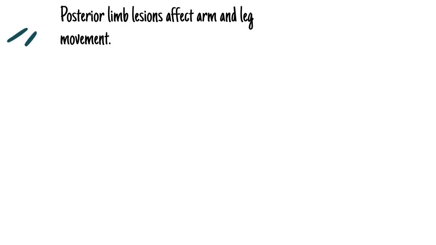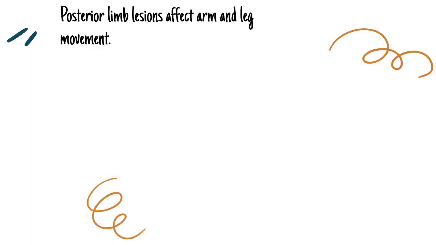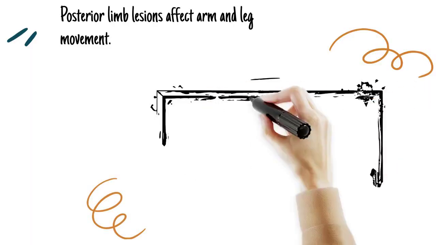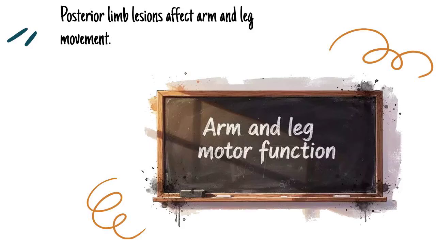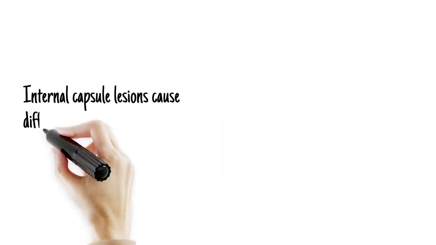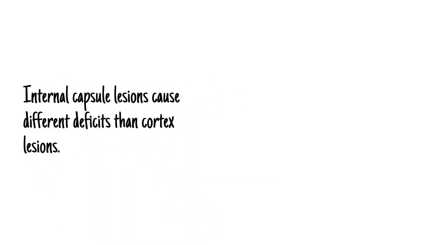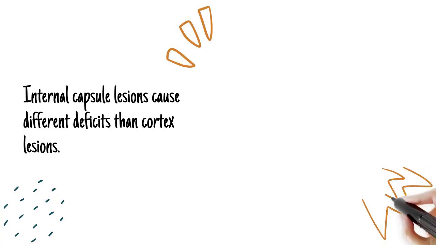Because all motor fibers are densely packed together within the internal capsule, even a small lesion in this region can produce deficits affecting the face, arm, and leg relatively equally on the opposite side of the body. This is in contrast to cortical lesions where the motor fibers are spread over a much larger surface area, and damage tends to affect the limbs and face to different degrees depending on which patch of cortex is injured.